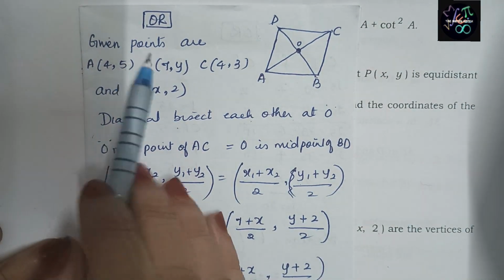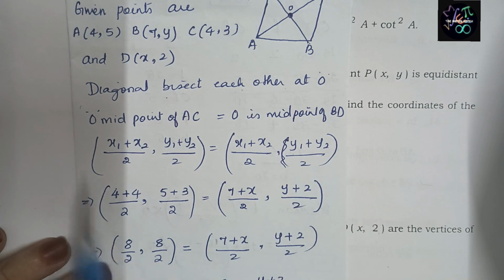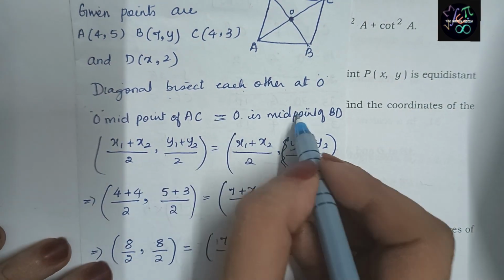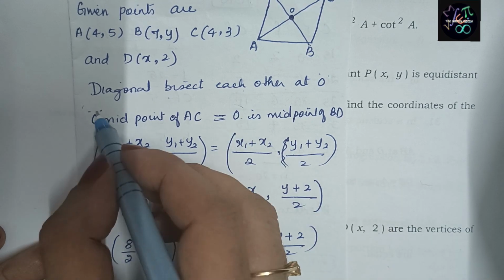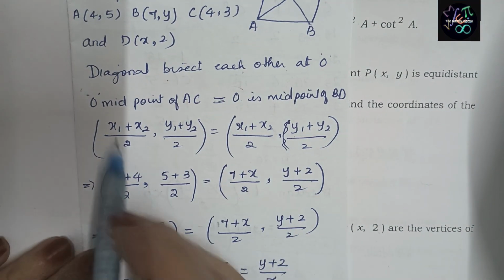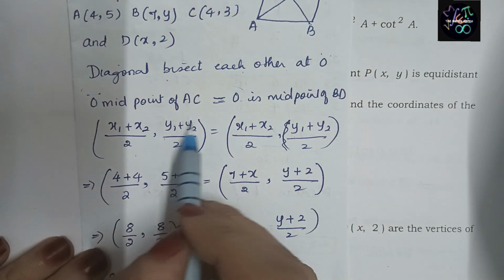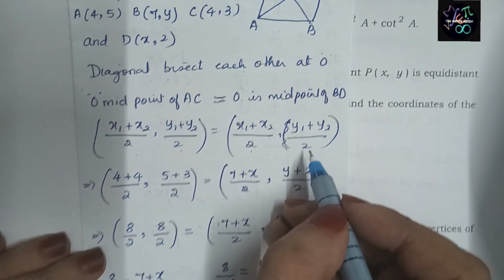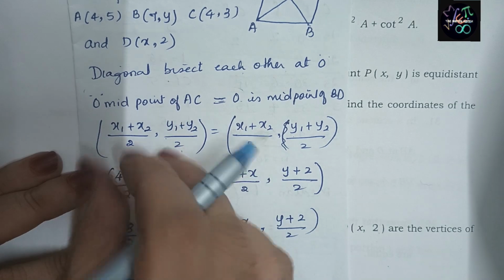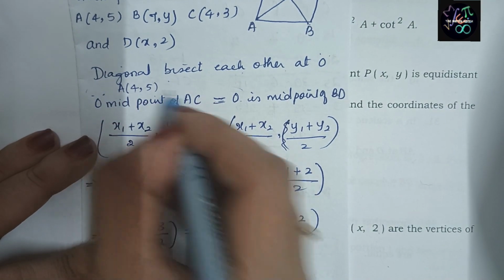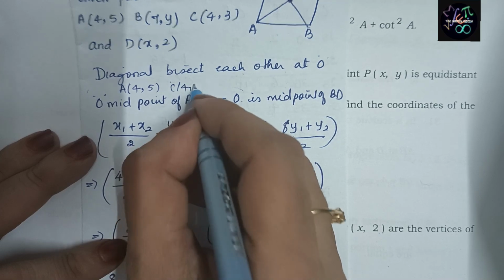So the given points I have written here. We know the midpoint formula. I have written that O is the midpoint of AC, which is equal to O being the midpoint of BD. That means O is a single point, right? So let us see what we get. Here we know the midpoint formula: (x1 plus x2) by 2, (y1 plus y2) by 2. Here also the same. But on this side we need to take the A and C points. A point is (4, 5) and C point is (4, 3).